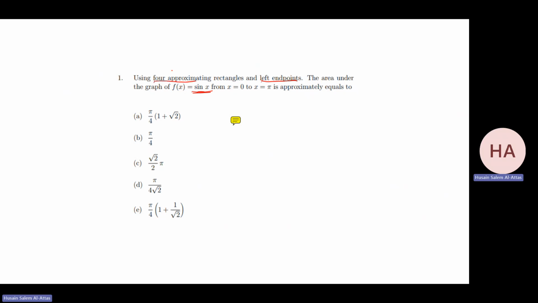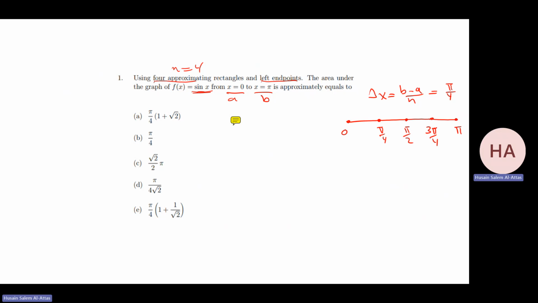I need n equal 4. This is A, this is B. So I have delta x is B minus A over n. That will be pi over 4. So I have 0, then add pi over 4. That will be pi over 4. Add another pi over 4, that is pi over 2. Add another pi over 4, 3 pi over 4. The last one should be pi, which is the last point, which is B.